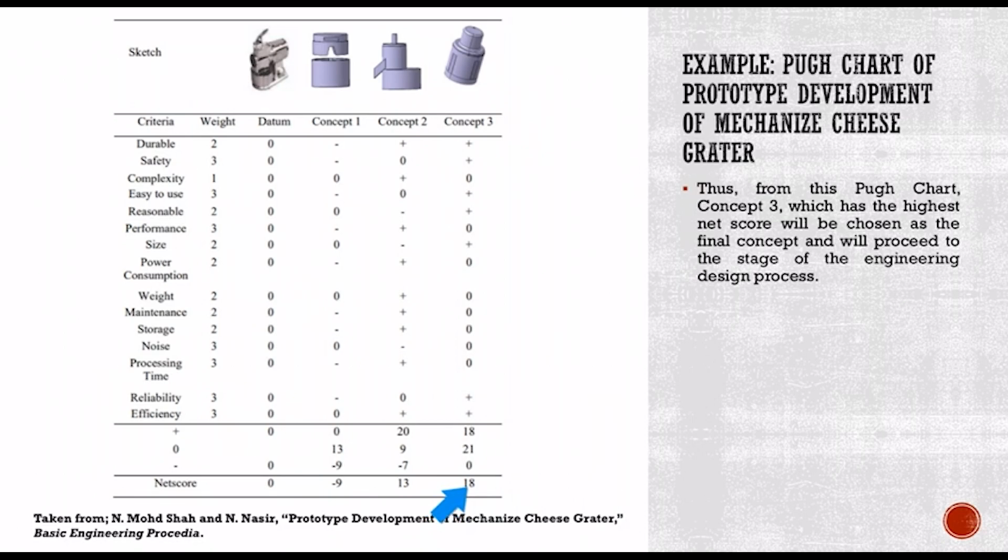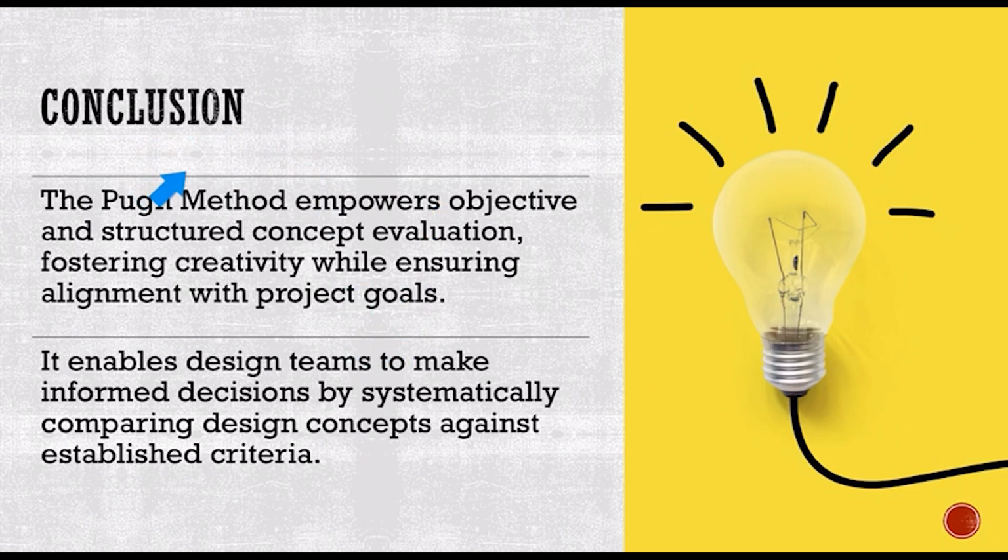So as a conclusion here, the PUG method empowers objective and structure concept evaluation, fostering creativity while ensuring alignment with project goals. And second, it enables design team to make informed decisions by systematically comparing design concepts.